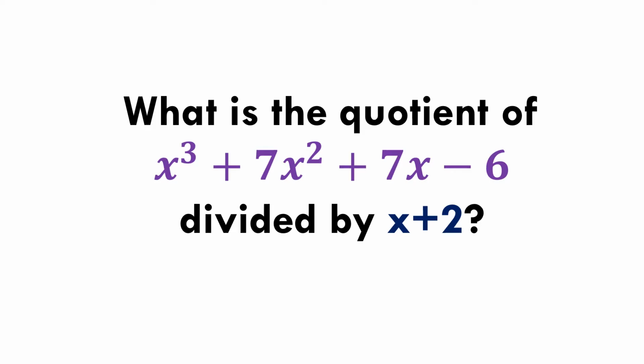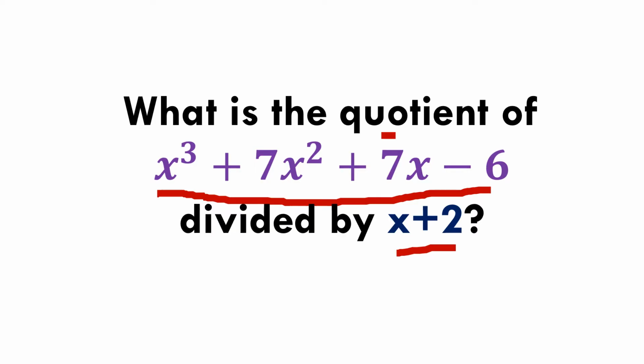What is the quotient of x cubed plus 7x squared plus 7x minus 6 divided by x plus 2? Remember, in our elementary days, a division sentence is composed of a dividend, divisor, and a quotient. X cubed plus 7x squared plus 7x minus 6 is our dividend, and x plus 2 is our divisor. Now we are asked to look for the quotient, which is the answer in a division sentence.